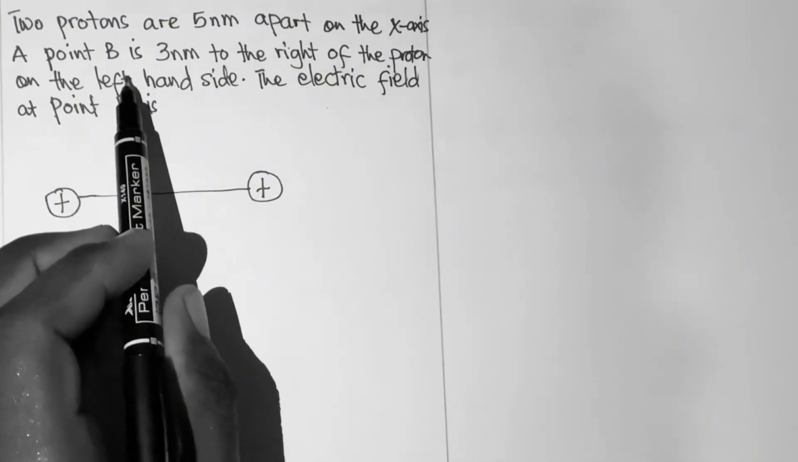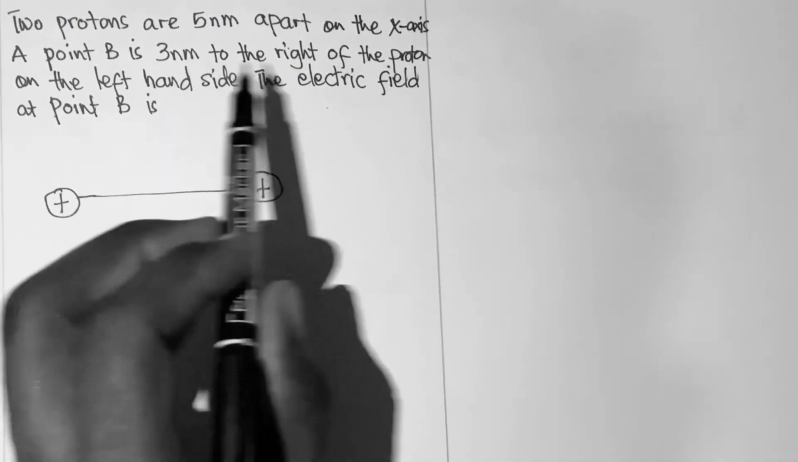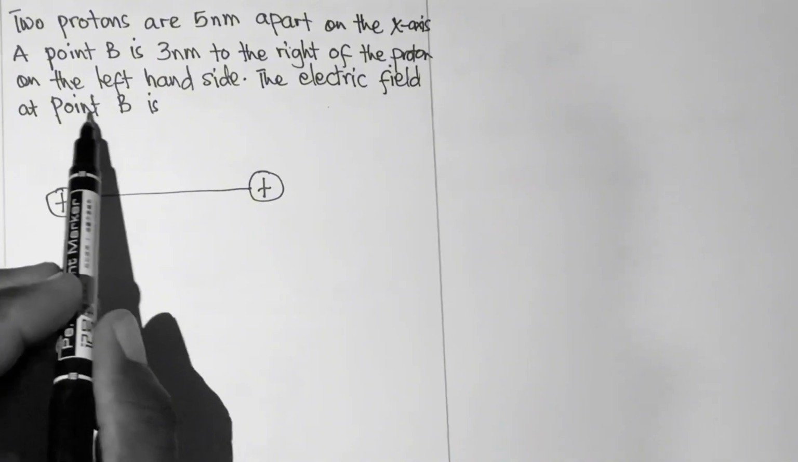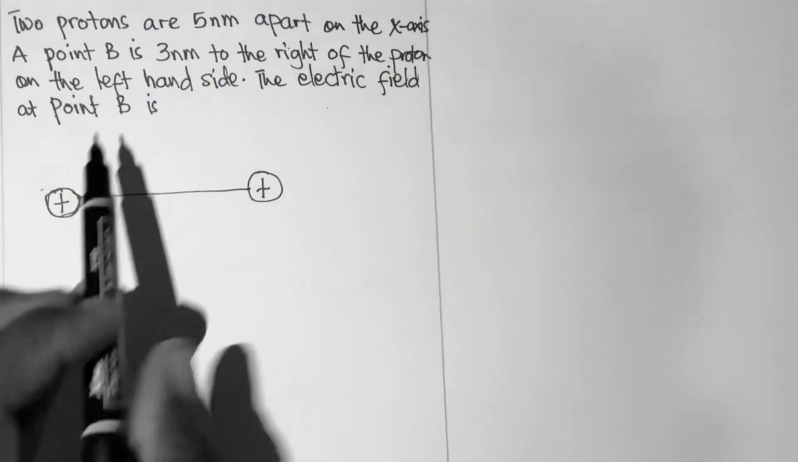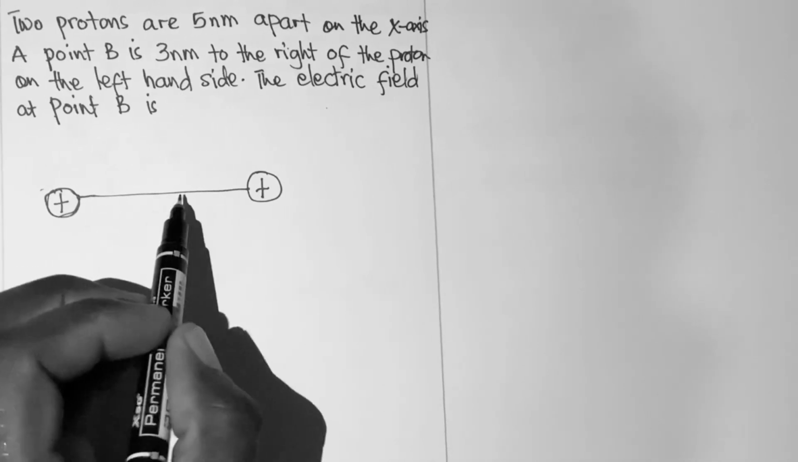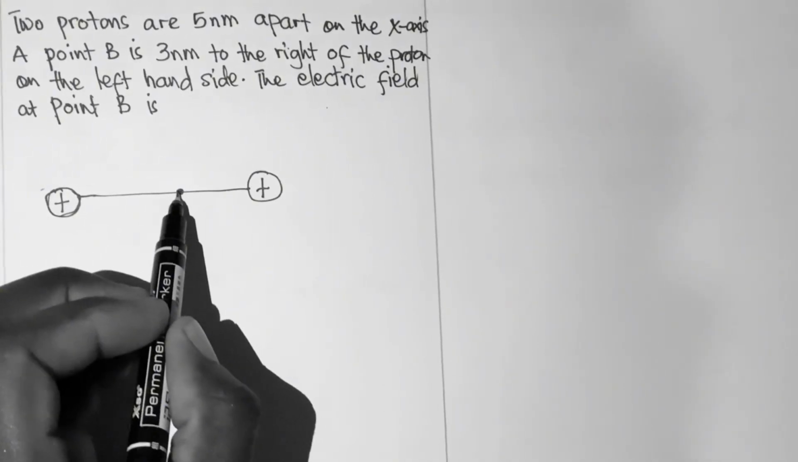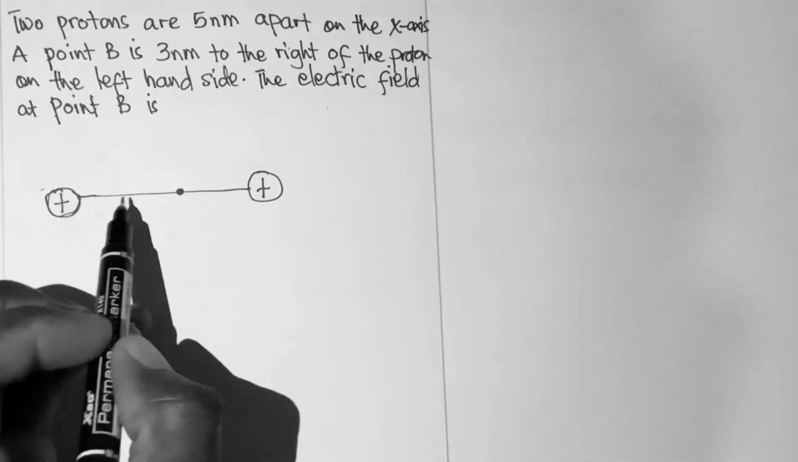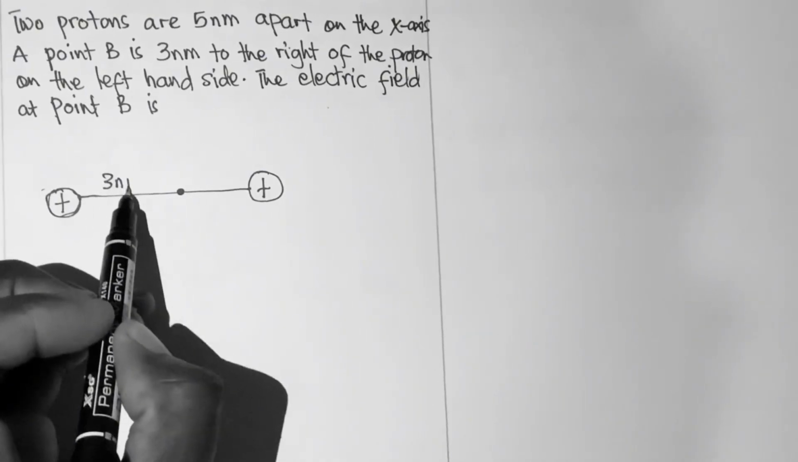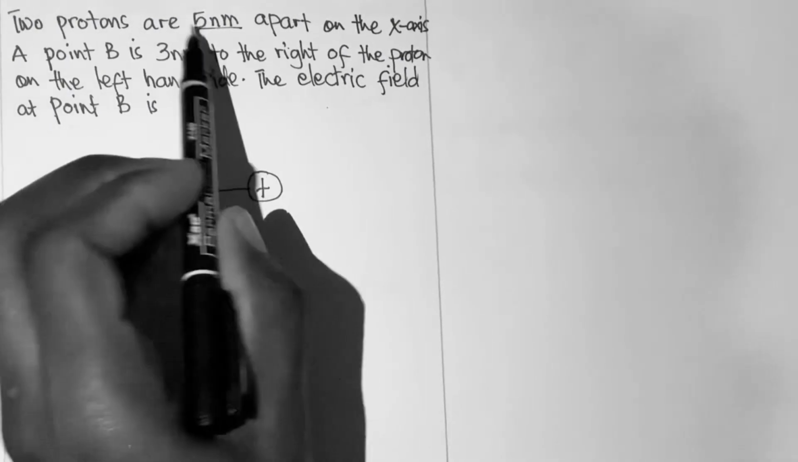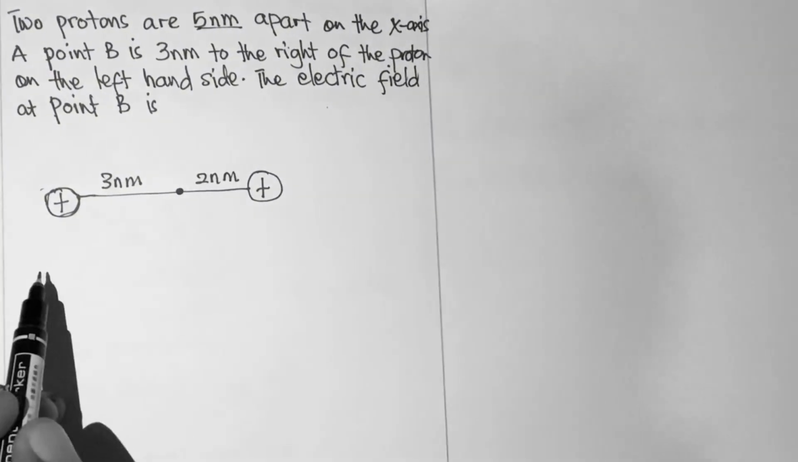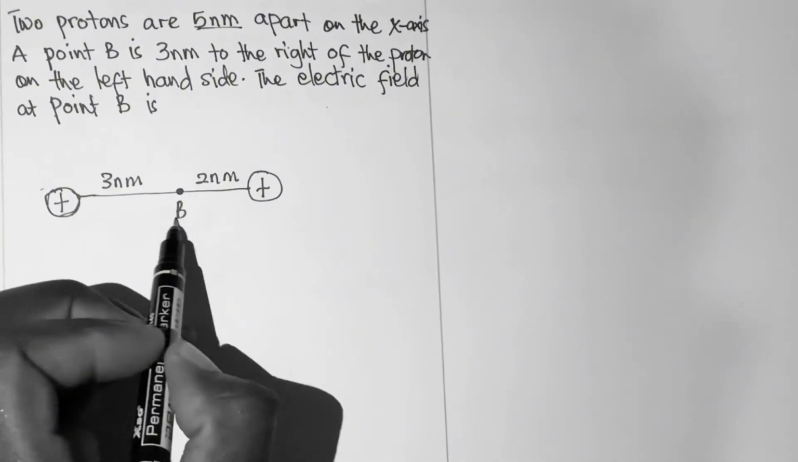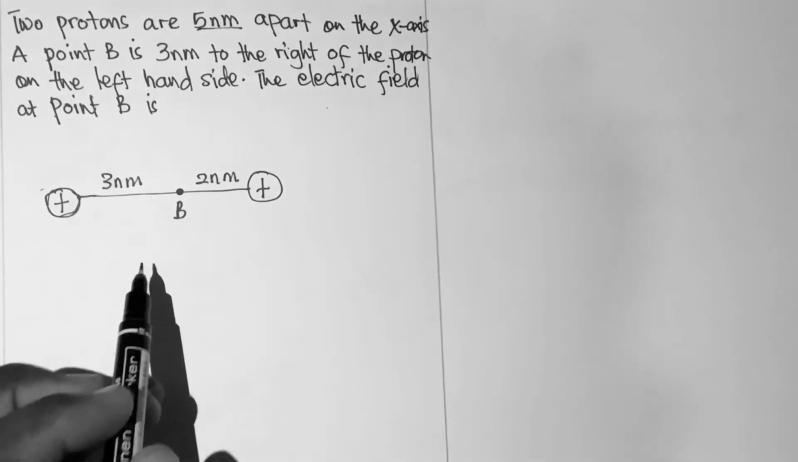Now the point B is 3 nanometers to the right of the proton on the left. So this is the proton on the left. Point B is 3 nanometers to the right. So this is to the right, and this is 3 nanometers. So if it is 5 nanometers, then the remainder is what, 2 nanometers. So we are supposed to find the electric field at B.